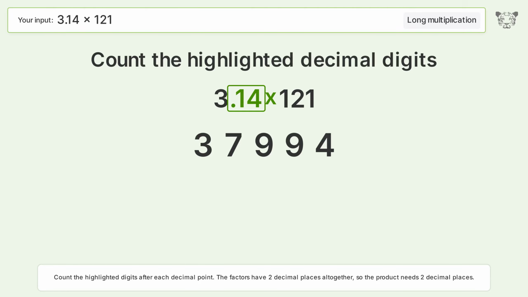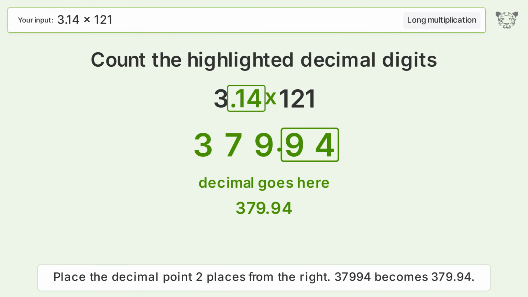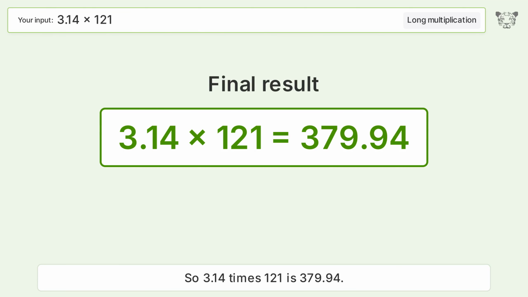The factors have 2 decimal places altogether, so the product needs 2 decimal places. Place the decimal point 2 places from the right. 37,994 becomes 379.94. So 3.14 times 121 is 379.94.